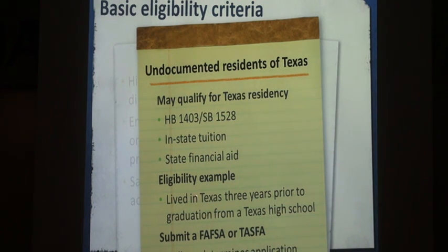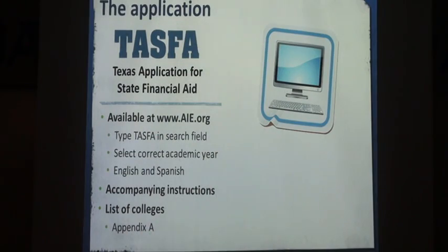Eligibility examples: you have to have lived in Texas 3 years prior to graduation from a Texas high school to be considered a resident of Texas, and you must submit either a FAFSA or a TASFA application. The college determines which of those two applications you have to use. Most of you are going to fit into that category.